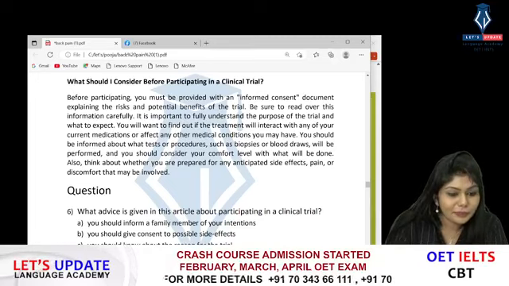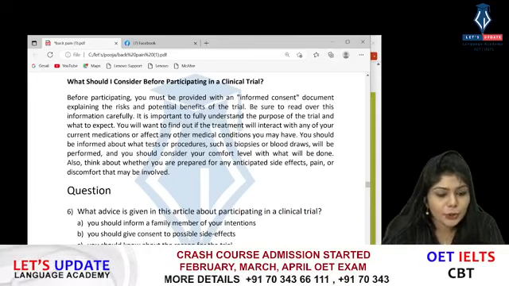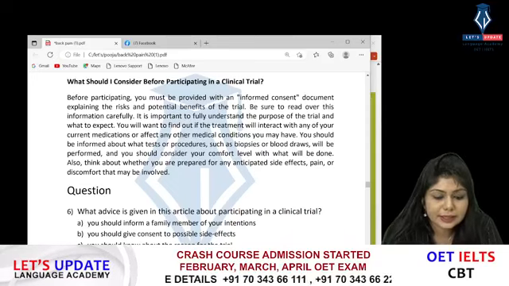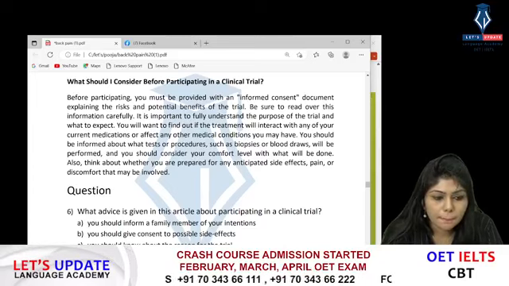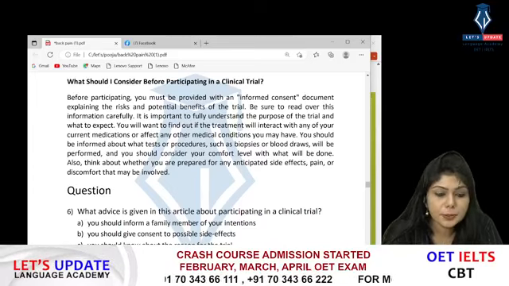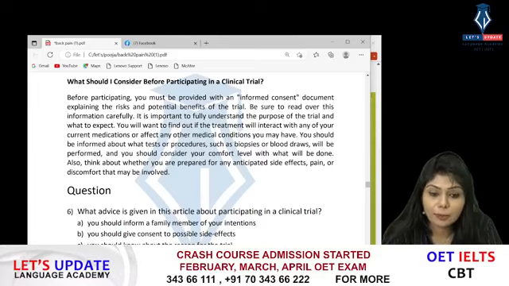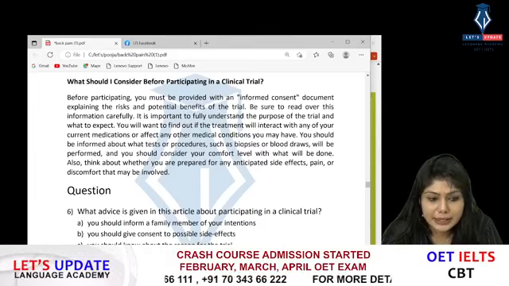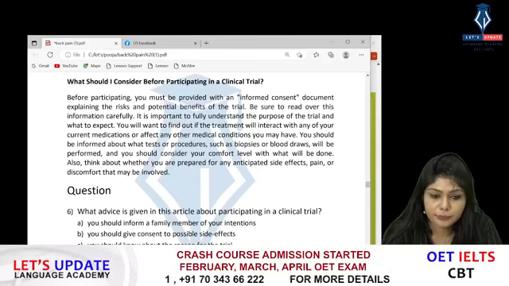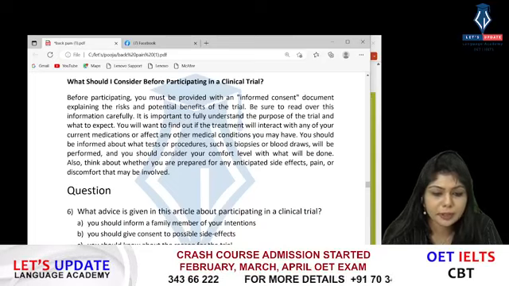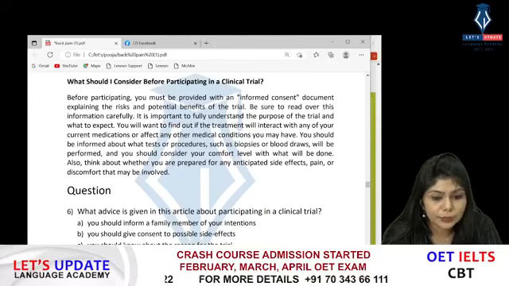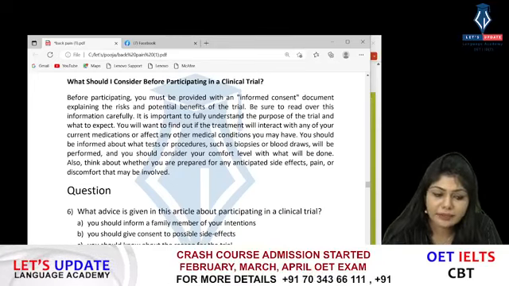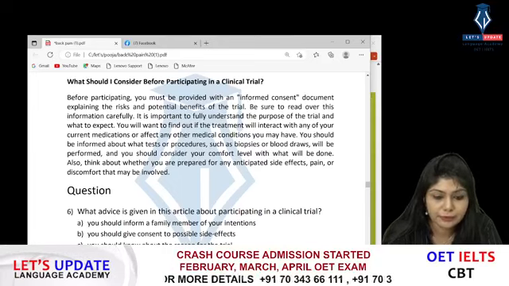Okay, so we shall read the extract now. The question was, what advice is given in this article about participating in a clinical trial? The extract goes like this. Before participating, you must be provided with an informed consent document explaining the risks and the potential benefits of the trial. Be sure to read over this information carefully. It is important to fully understand the purpose of the trial and what to expect. You will want to find out if the treatment will interact with any of your current medications or affect any other medical conditions you may have.